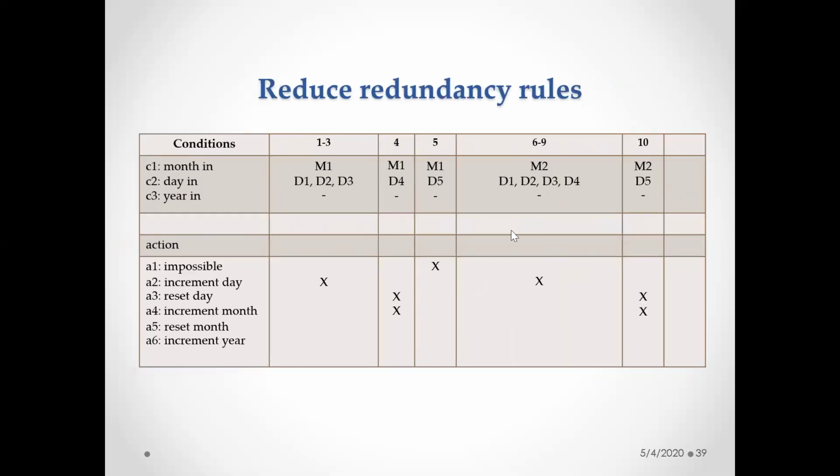Whatever it is, you'll be incrementing. So M2 with respect to D5, it cannot be merged because you'll be resetting the day followed by incrementing the month. So the action part is different, so that's why I cannot merge it.